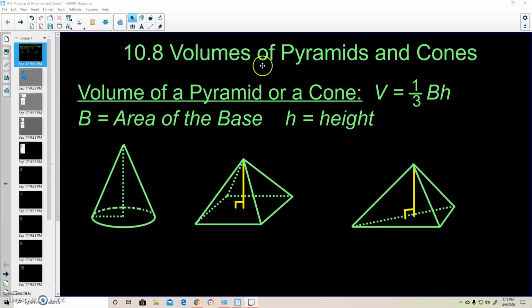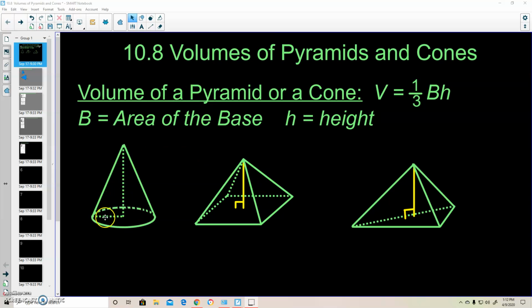Today it's 10.8, volumes of pyramids and cones. We're going to look at a few different, actually, basically one formula, but we're going to apply it in a few different ways. You see the three shapes we're going to be dealing with.